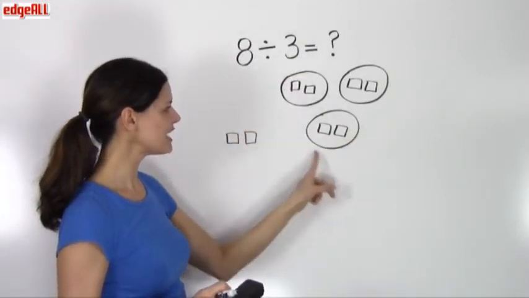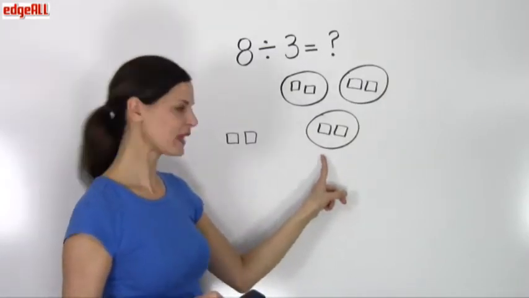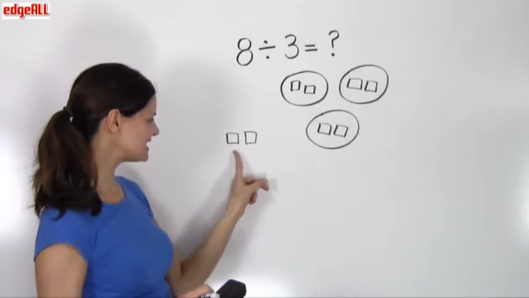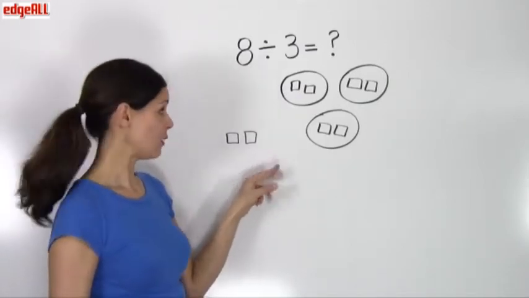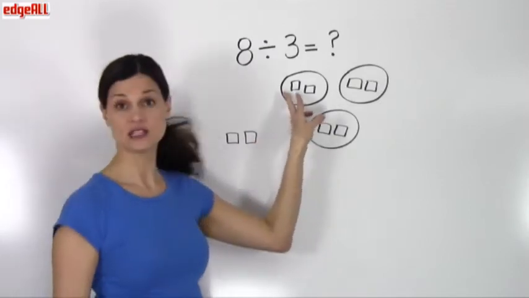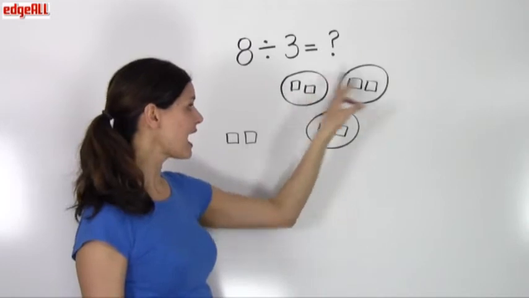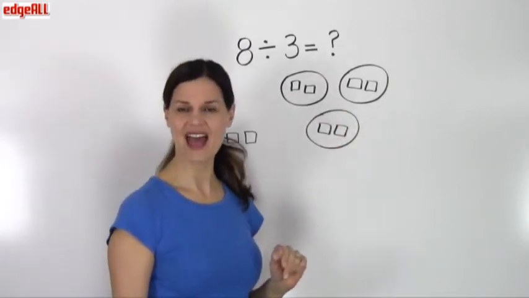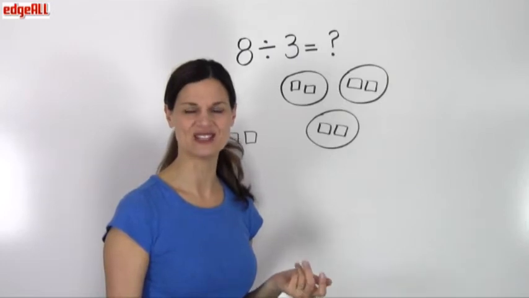So far I've got 8 divided by 3. I've got 3 groups of 2 objects per group. But the problem is that I still have these 2 objects left. Now, if I put both of them into one of the groups, I would have one group with 4 objects and 2 groups with 2 objects. I can't have that. All my groups have to have the same number of objects in them in division.